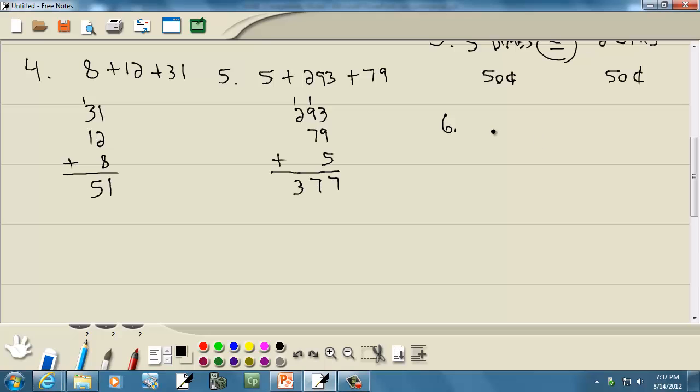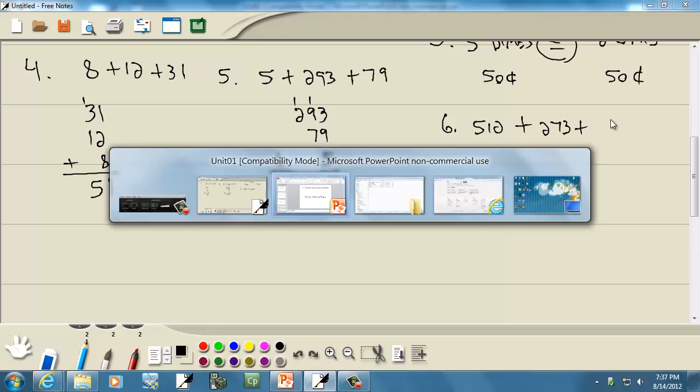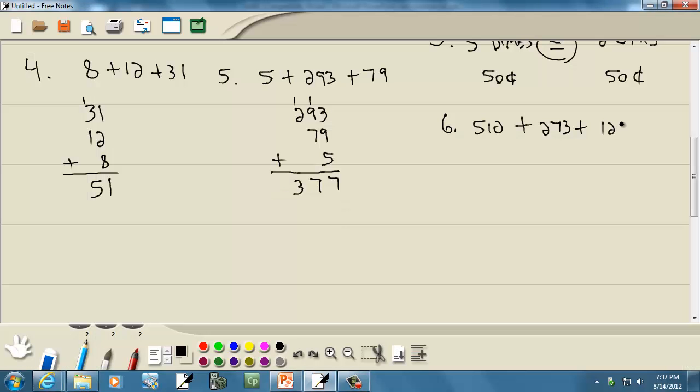Let's see, the next one, we got 512 plus 273 plus 1,234. So I'll put 1234 here. It's the one with 4 digits. Doesn't matter which one I put next. 512, I guess. And 273.